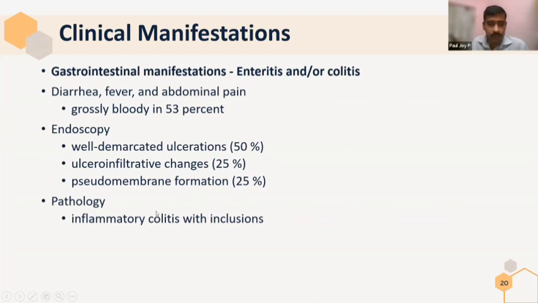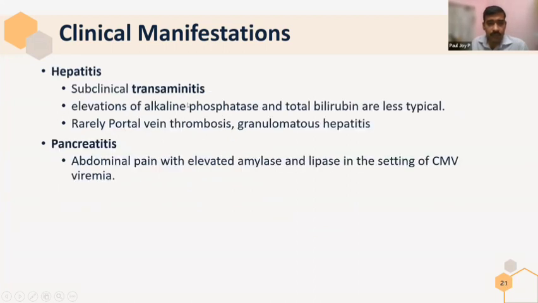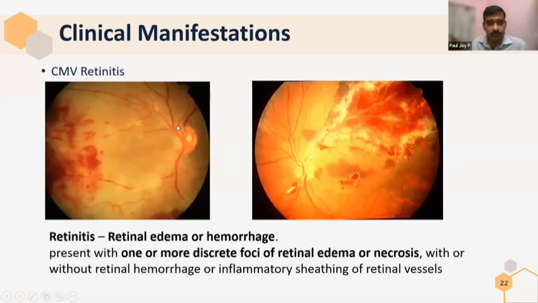Pathological examination will show inflammatory colitis with inclusions. There can be transaminitis. Elevation of ALP and bilirubin is less typical. It can cause portal vein thrombosis and granulomatous hepatitis rarely. And patients can also present with pancreatitis.